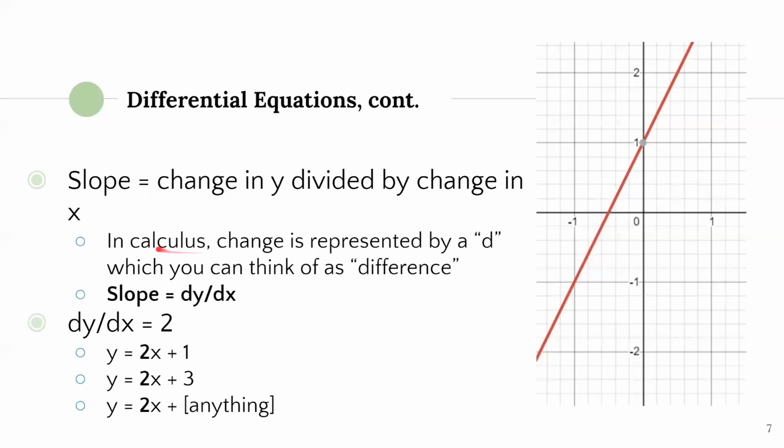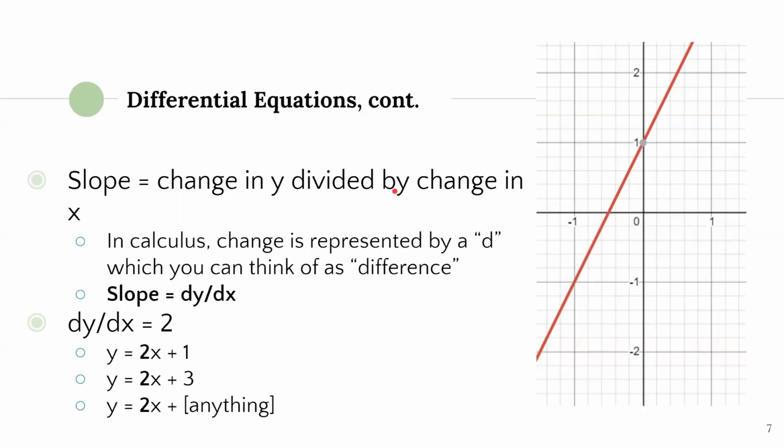So now we're going to get into a little more. In calculus, which is the field of mathematics that talks about slope and area and a bunch of stuff like that, we won't get too into that, but they usually represent change with a d. Since I said slope is the change in y over the change in x, they usually just call it dy by dx. And you can think of the d as standing for difference.